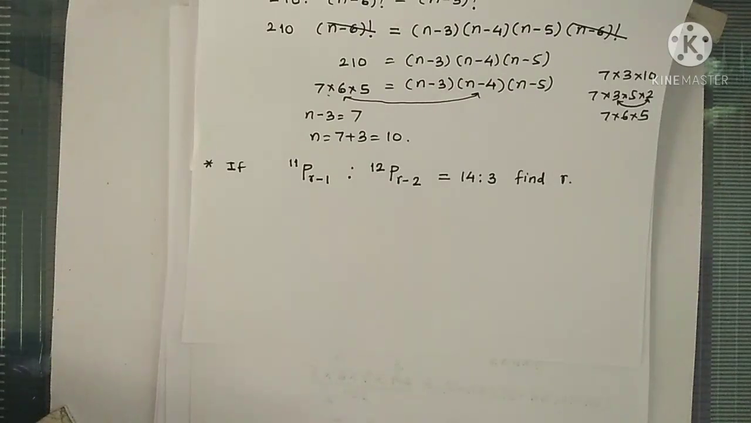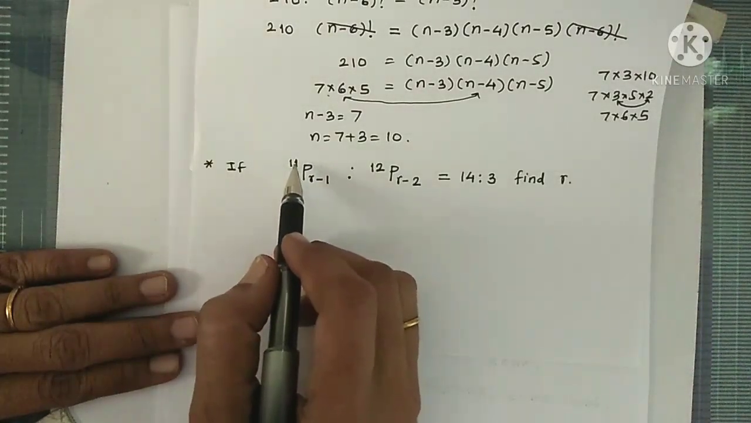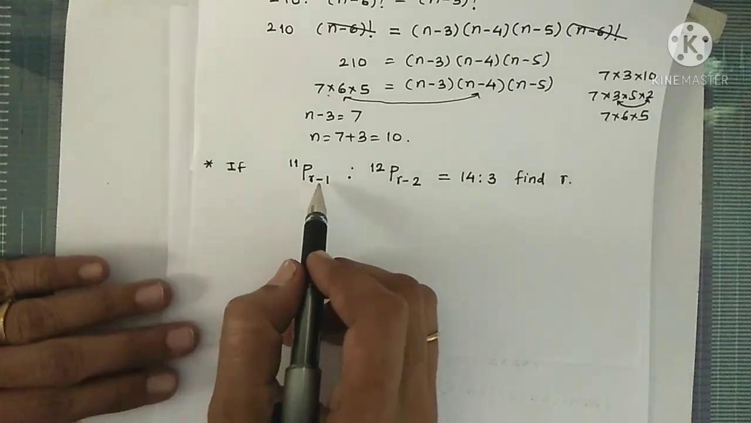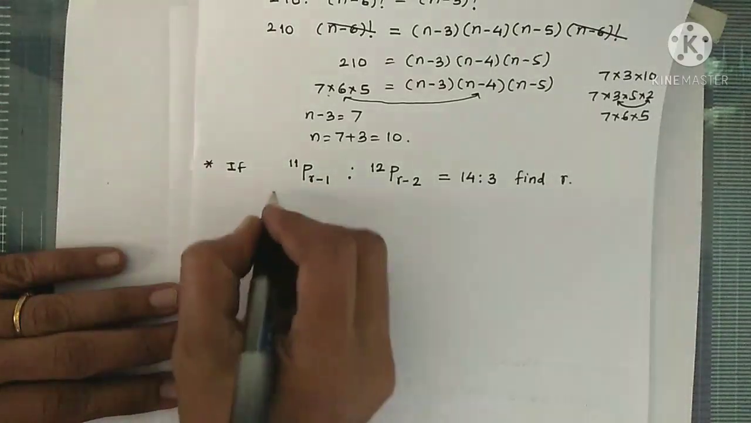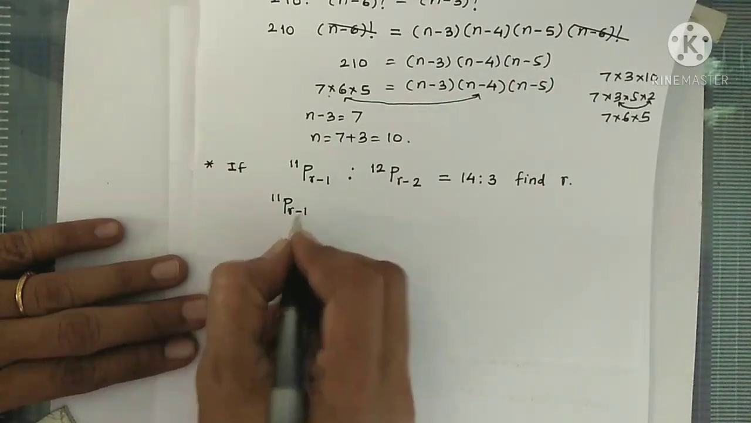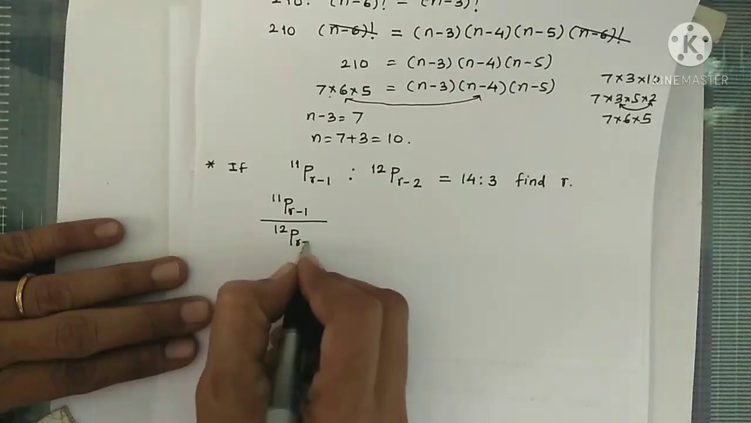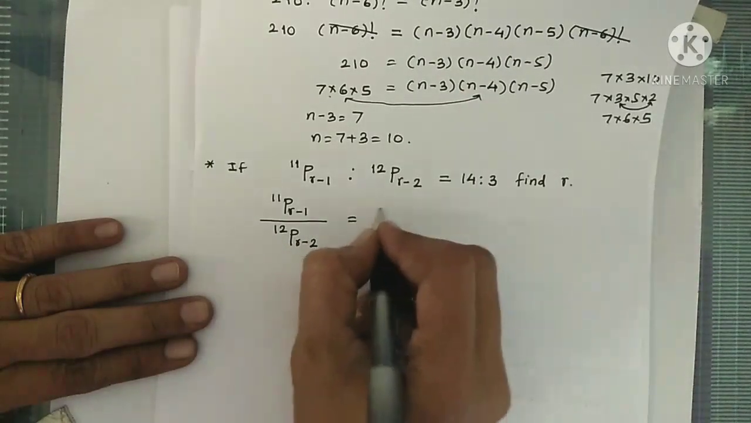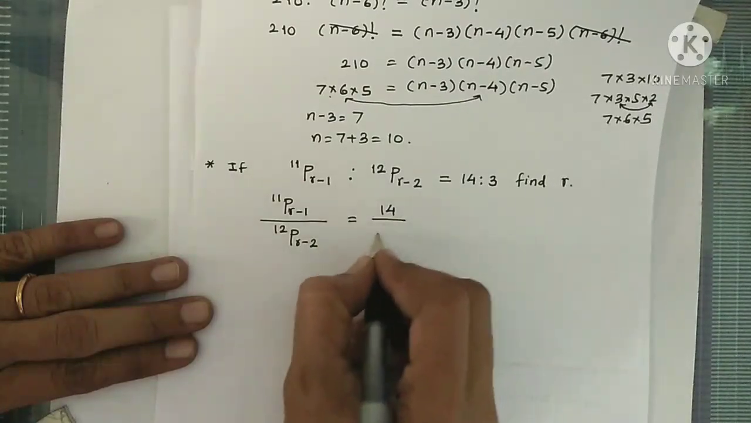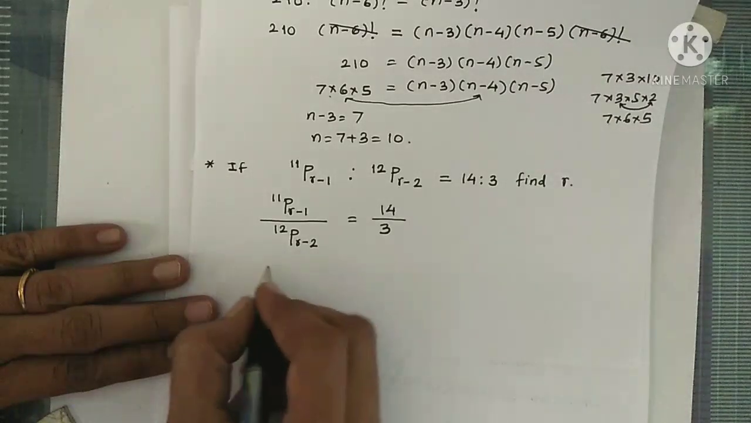Now consider this question. 11P(r minus 1) to 12P(r minus 2) equal to 14 to 3, find r. In the previous question the unknown was n; here the unknown is r. So 11P(r minus 1) divided by 12P(r minus 2) is equal to 14 by 3. First let's cross multiply and then use the formula for nPr.